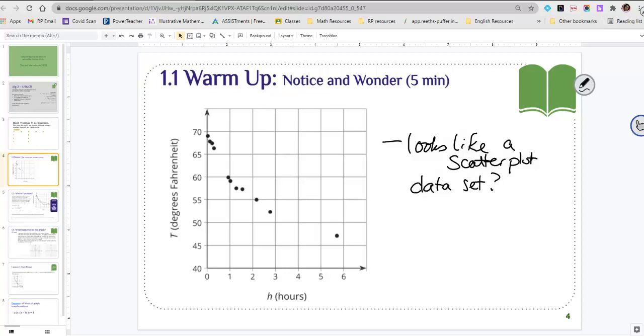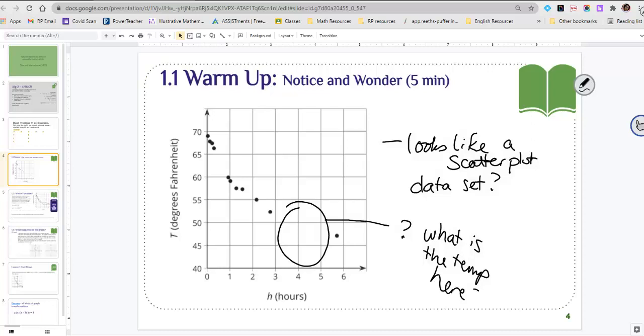Taylor, what else did you notice or wonder about this graph? I wonder what the temperature was in the clear spots, like for the hours that were happening. Nice. All right. So Taylor's wondering, that's a good thing to wonder about. What is the temp in this part? We have a couple places where it seems like somebody didn't collect some data in those giant spaces. And what could those be?